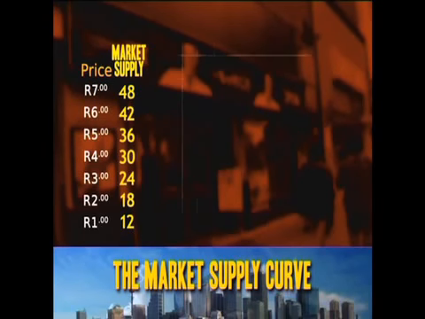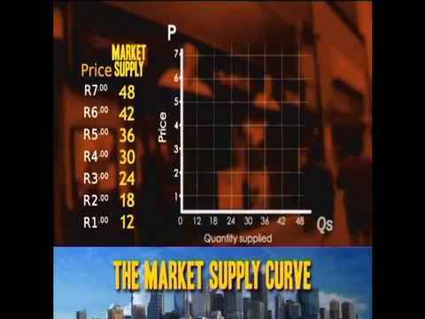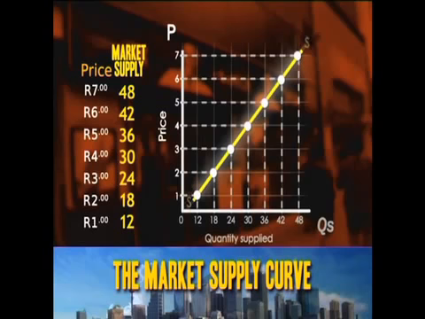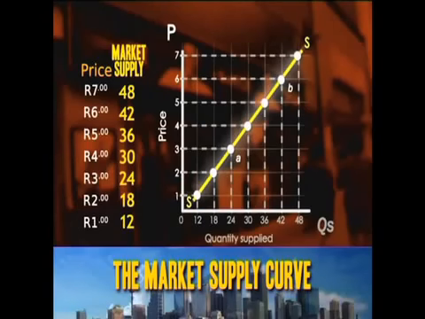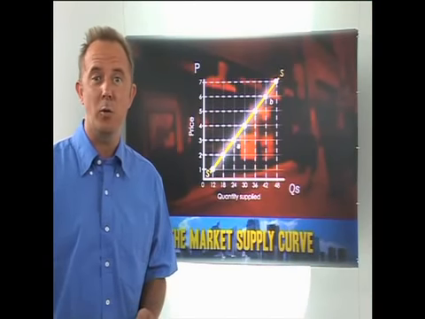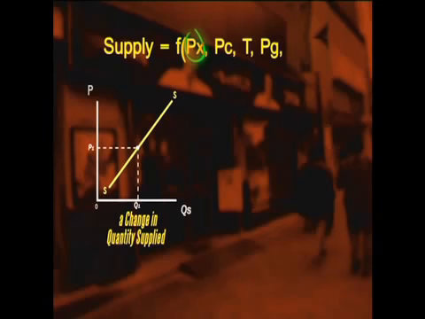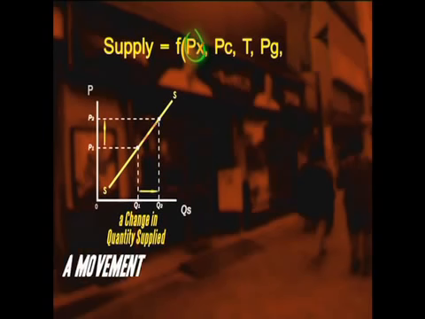Using these values, we can now plot the market supply curve, showing the total quantities of a good or service that all suppliers will produce at each possible price. The market supply curve has the same properties as the individual supply curve. It's upward sloping, showing that an increase in the price increases the quantity supplied and a drop in the price decreases the quantity supplied. A movement along the supply curve reflects a change in quantity supplied caused by a change in price.